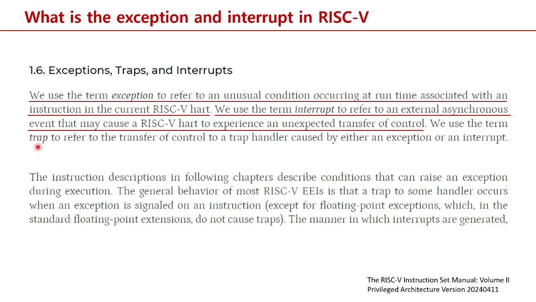We use the term trap to refer to the transfer of control to the trap handler, caused by either an exception or an interrupt. So based on this sentence, we can draw an important insight: the RISC-V architecture defines a trap as the move of control because of an unexpected event. A trap happens because of two reasons. The first one is exception and the second one is interrupt.